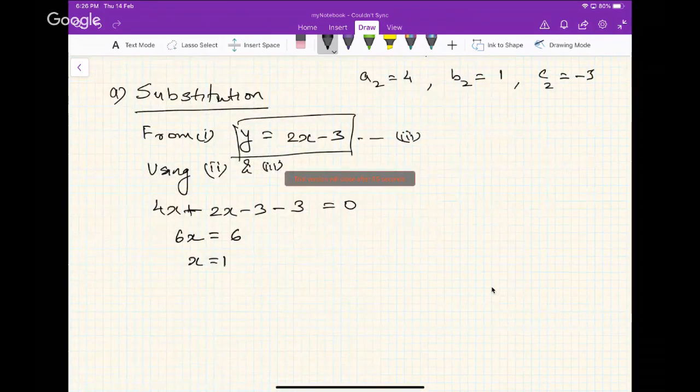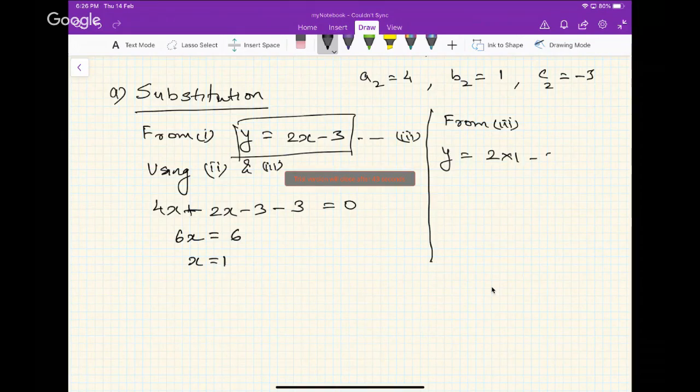So if x equals 1, then clearly what is y? I will use equation 3. So from 3, y equals 2 times 1 minus 3, which is nothing but -1.